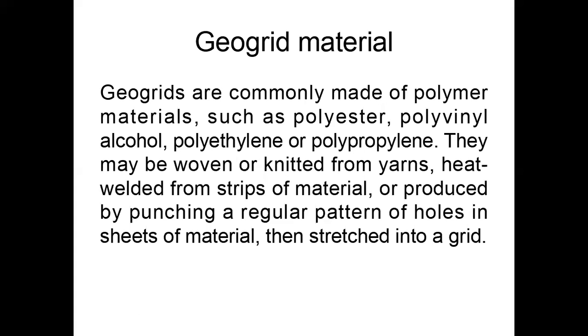Geogrid materials. Geogrids are commonly made of polymer materials such as polyester, polyvinyl alcohol, polyethylene, or polypropylene. They may be woven or knitted from yarns, heat welded from strips of material, or produced by punching a regular pattern of holes in sheets of material, then stretched into the grid. That is the geogrid materials.